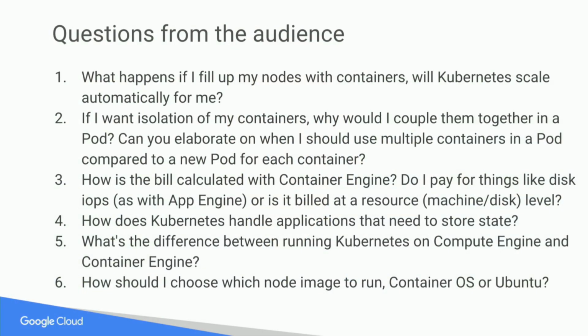The third question is, how is a bill calculated with Container Engine? Do I pay for things like disk ops as with App Engine, or is it billed as a resource, machine, disk level? So really the way that the bill is calculated with Container Engine is we pass through the cost of the underlying resources. So a lot of what we run in Container Engine is, when you run a node, you're running a compute engine resource. So we pass that cost on to you. If you're running disk, then we pass that disk cost to you as well. Networking, we pass on those costs to you. So it's really, you pay for what you use of the underlying GCP platform as well.